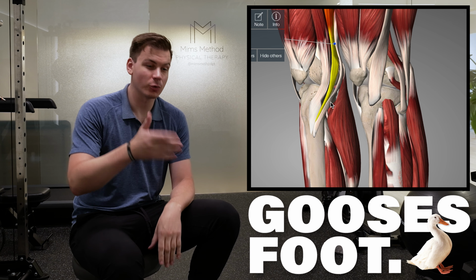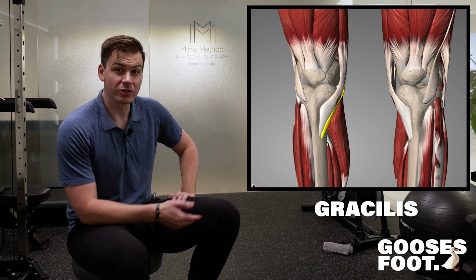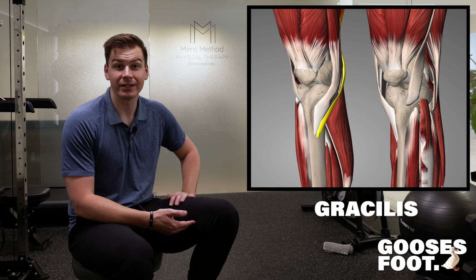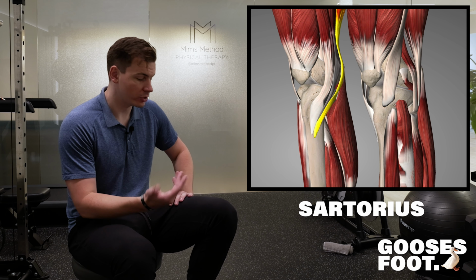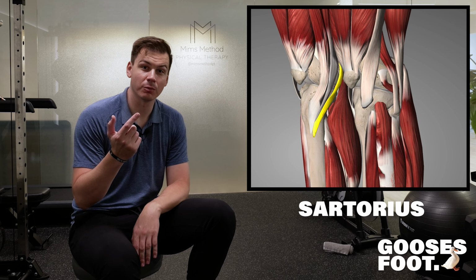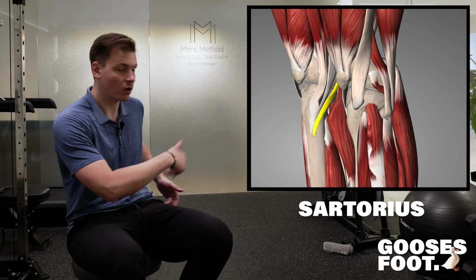The 3 muscles that make up your goose's foot are your semitendinosus, which is an inside hamstring muscle, your gracilis, which is a muscle in your groin, one of your adductors, and your sartorius, which is actually the longest muscle in your body, that runs from the inside of your knee all the way up to your hip. While any of these could be the culprit, the two main culprits are your hamstring and your groin.